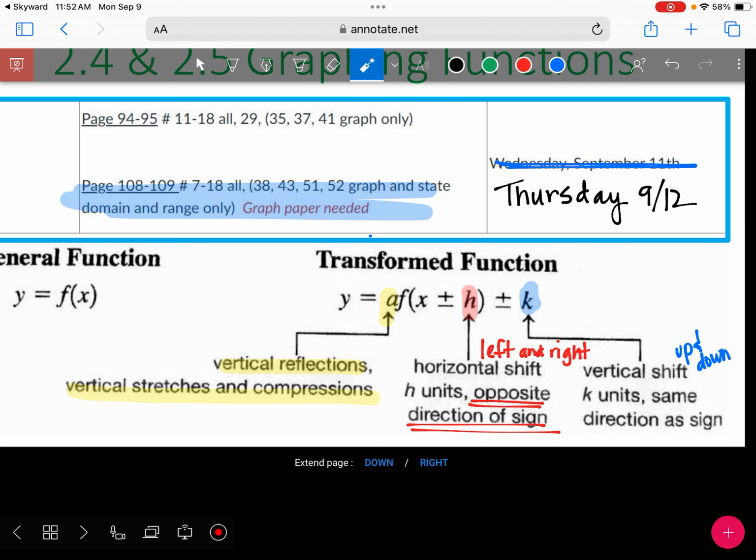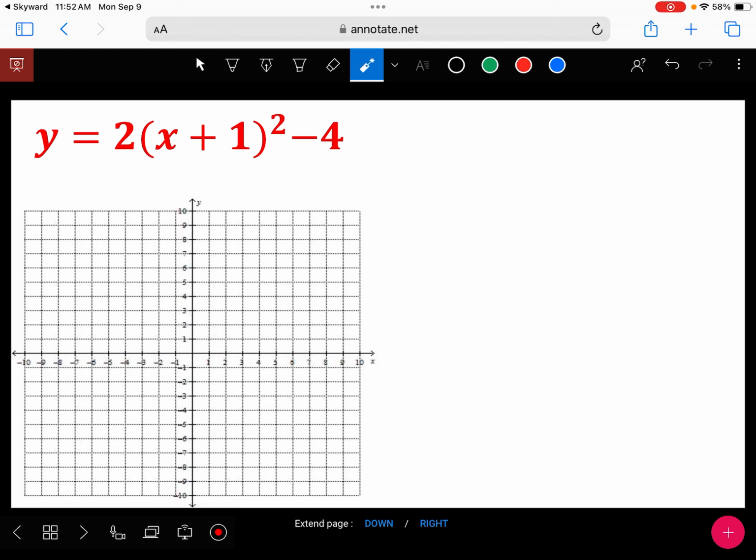So let's start off with our first one. Let's go ahead on your graph paper. Go ahead, copy this down. And we're going to graph it out. When you graph, you need to have a minimum of 5 points, 4 to 5 ordered pairs, depending on the function. So we're going to start off by graphing this. This is y equals 2, parentheses, x plus 1 squared minus 4.